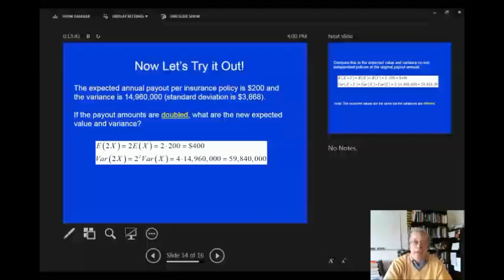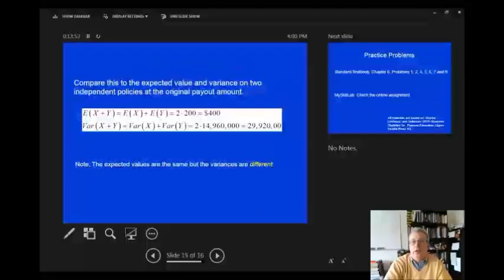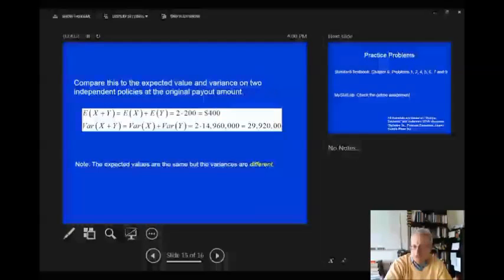The variance, though, instead of just simply being doubled, we see that 2 squared, so it's going to be a factor of 4, will be 59,840,000. Quite a large increase comparatively to where we were. But the means stay relatively consistent.